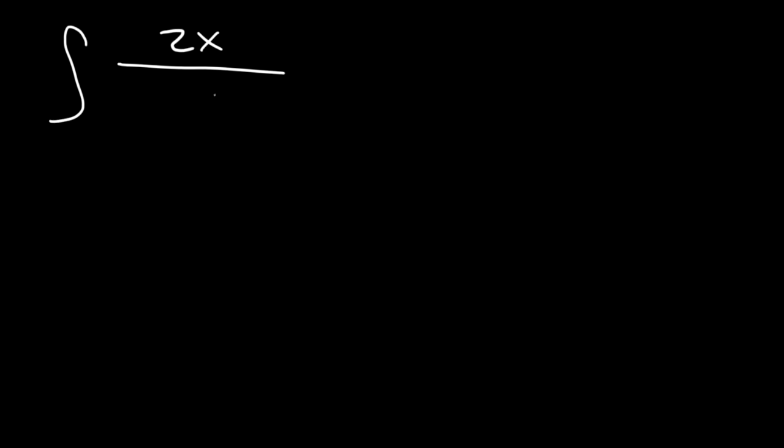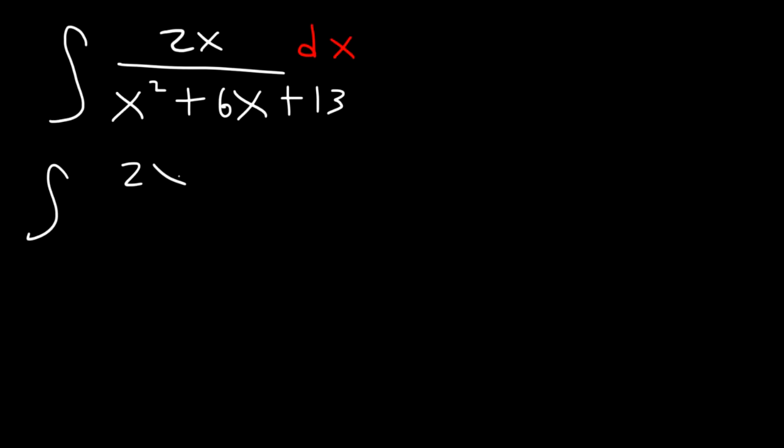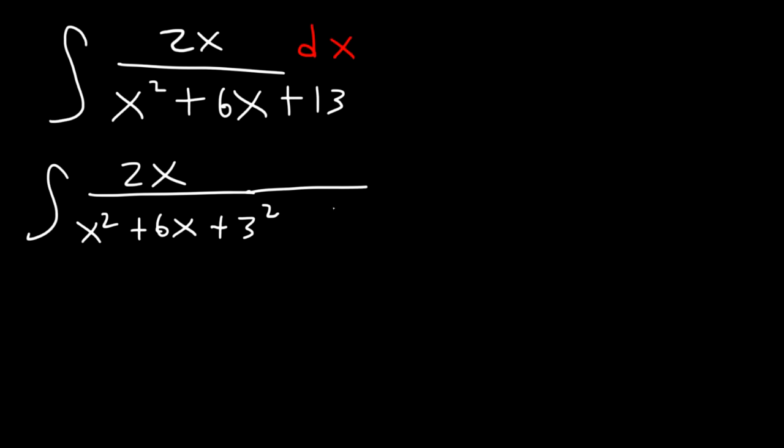So let's work on a different example. 2x divided by x squared plus 6x plus 13. So this is another completing the square problem, but it's slightly different. Half of 6 is 3. So we're going to have x squared plus 6x plus 3 squared. Now 3 squared is equal to 9. So if we're going to add 9, we need to subtract by 9.